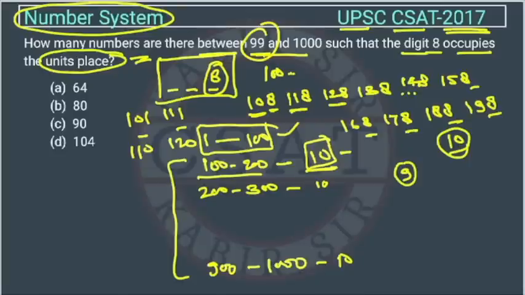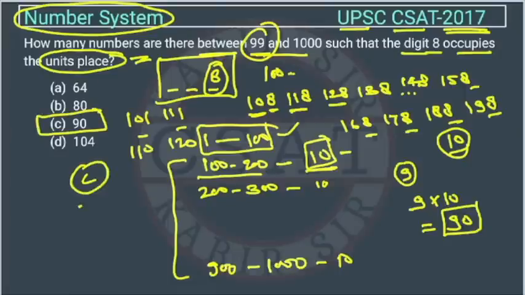So 9 times 10 10 10 आएगा, right? So total number will be 9 into 10 means 90. So total 90 times unit digit पे 8 आएगा. So answer of this question will be 90, okay. So I hope ये आप सबको समझ आ गया होगा इसको कैसे किया है, okay.